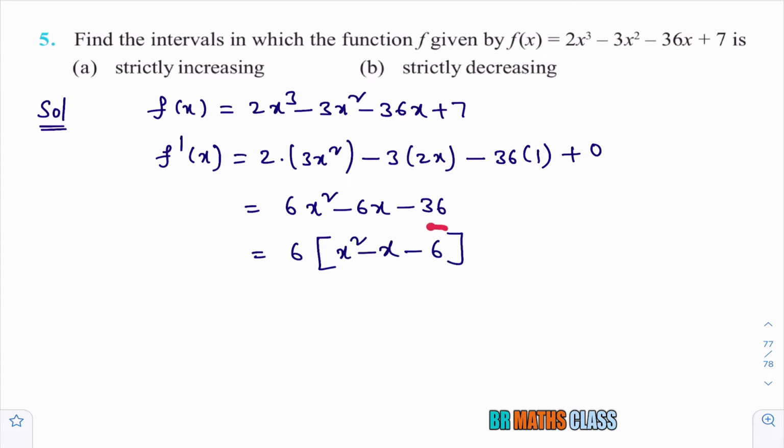Actually, what am I trying to find? I am trying to find for what values of x this expression is positive, and for what values of x this expression is negative. That is what I am trying to find. So what I'll do here, a quadratic expression is there.